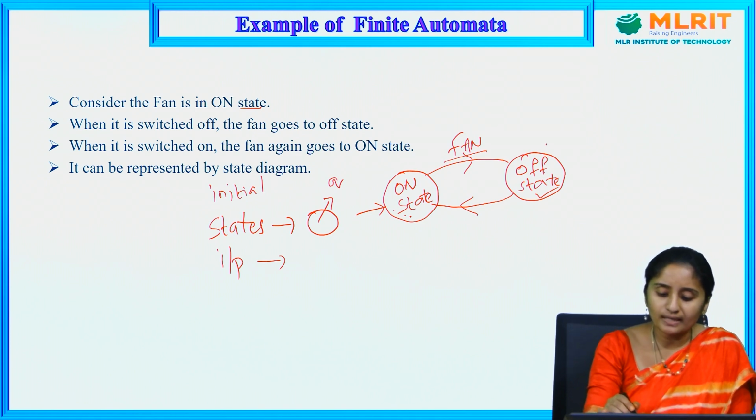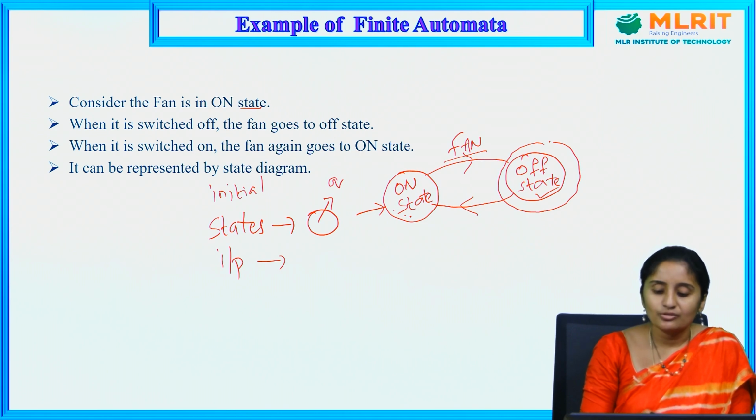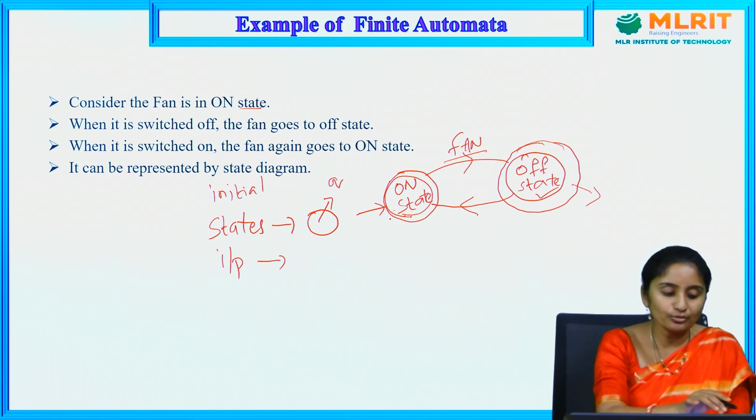The final state is nothing but, how to identify it? All the states are represented in a circle. So how to identify the final state? The final state is represented with 2 circles. So this indicates that this is the final state. Here there are 2 final states, according to this example.